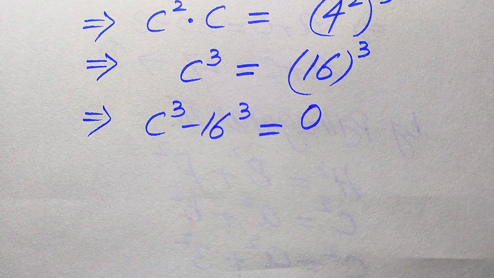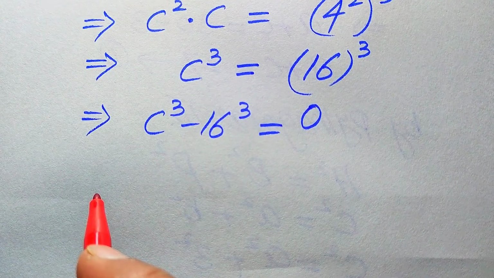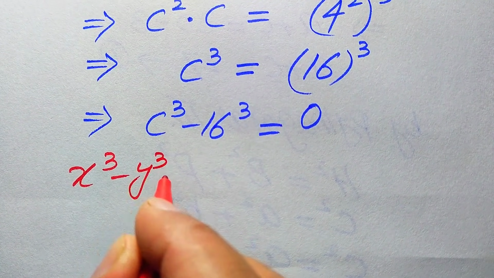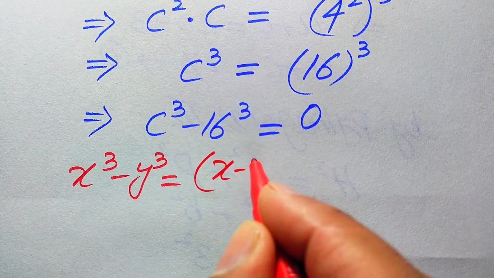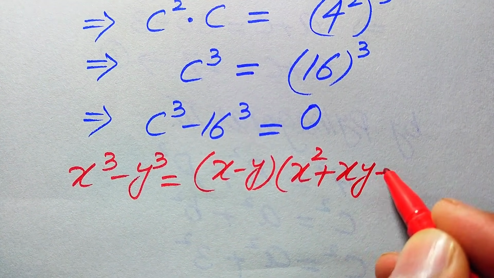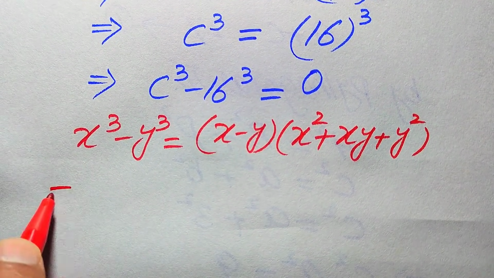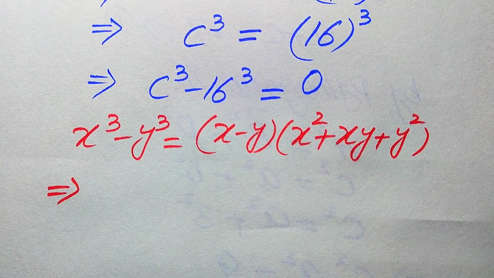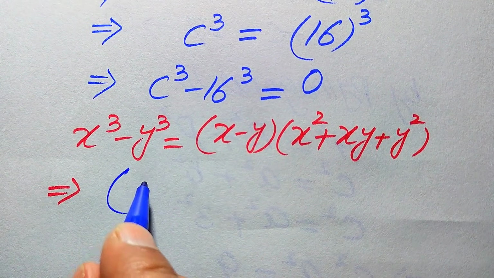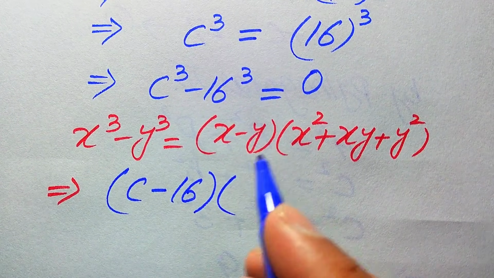And now in the next step we need to simplify the terms, and here we use the nice cubic formula. You know that x cubed minus y cubed is equal to x minus y times x squared plus xy plus y squared. So according to this, we write the left hand side of the above equation as x minus y, where the value of x is c and the value of y is 16, into x squared.